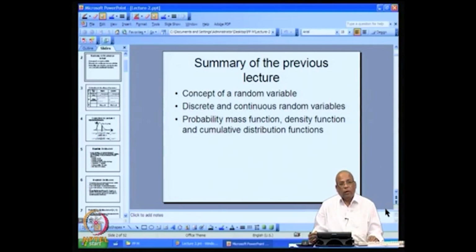We also indicated that the PDF is not in fact the probability, it is a probability density function, and therefore, the area under the PDF for a given range provides the probability of the random variable taking on values in that range.